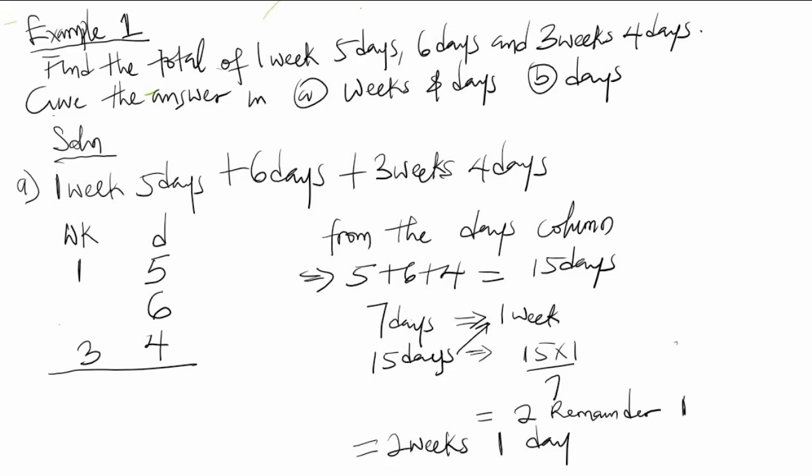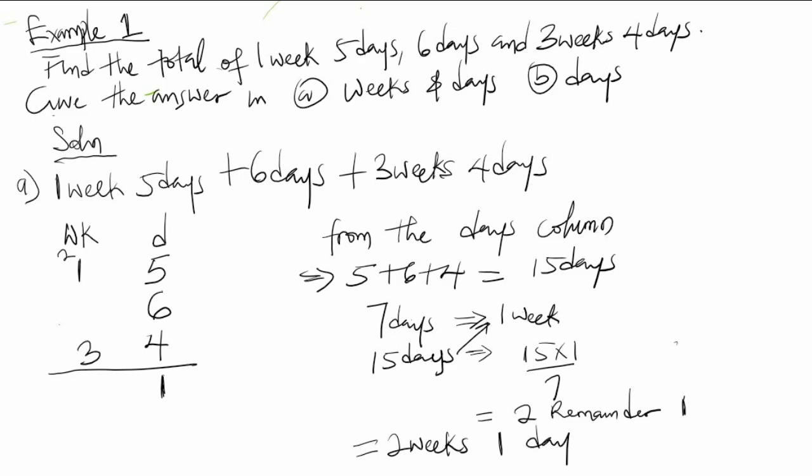2 weeks, 1 day. And don't forget, we are still working on the days column. From our sum, we got 15 days, which when converted to weeks gives you 2 weeks and 1 day. So how do you do this? Remember, we are working on the days column. We take the value for days, which is 1, and put it in the days column. Then the value for weeks, which is 2, we carry over to the weeks column.